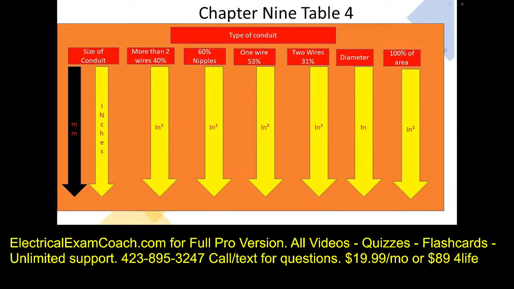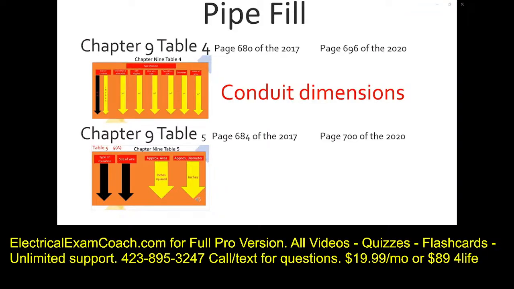Let's get to it. Now that we've learned all about Chapter 9 Table 4 and that it's all about conduit dimensions, now let's head to Chapter 9 Table 5 and learn about the conductor dimensions. Just like with box fill, each conductor has a size that it is. It is a square inch size when you're dealing with pipe fill. And we're going to head over and find out how to find that square inch value. Then we know all we have to do is divide, just like we did in box fill.